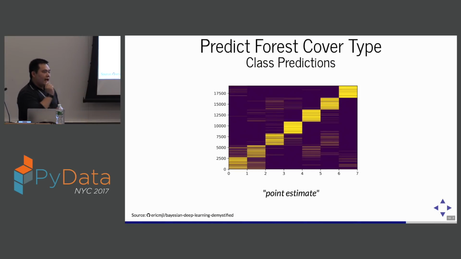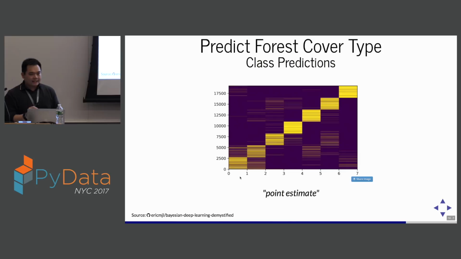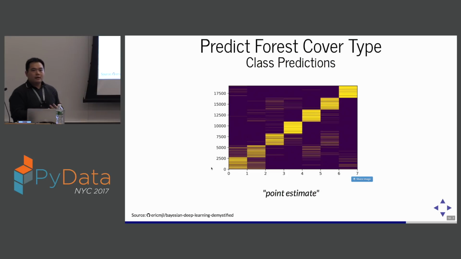If we were to look at the point estimates, that is the class that has the highest probability mass attached to it. So it could be 0.4 for class 1 and 0.1 for the other 6 classes, summing up to 1.0. And we just take that maximum probability, and this is what we get.